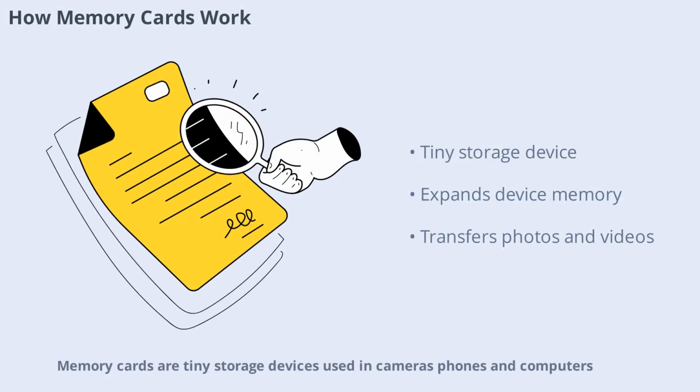Pen drives are perfect for sharing documents, photos, and more. Memory cards are tiny storage devices used in cameras, phones, and computers. Like pen drives, they use flash memory to store data. Memory cards are great for expanding storage on your devices or transferring photos and videos between gadgets.